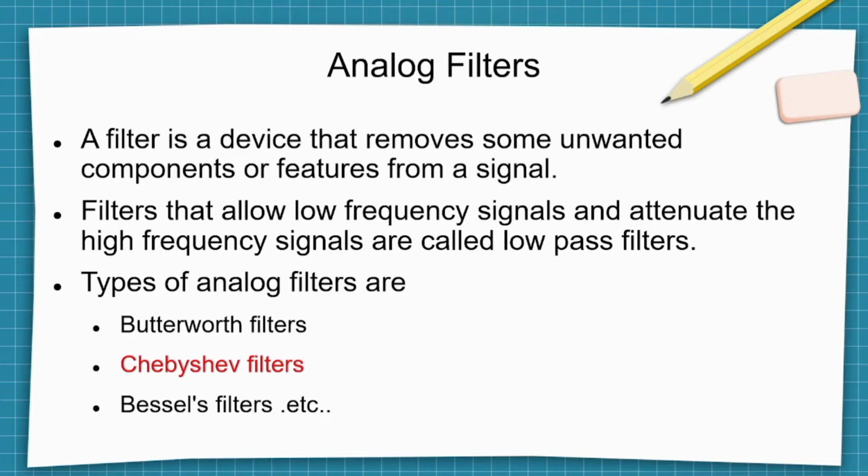Filters that allow low frequency signals to pass through them and attenuate the high frequency signals are known as low pass filters. Analog filters are basic building blocks of all types of filters in electronics. Some well-known analog filters are Butterworth filters, Chebyshev filters, Bessel and Gaussian filters. In this video, our area of interest is Chebyshev filters.